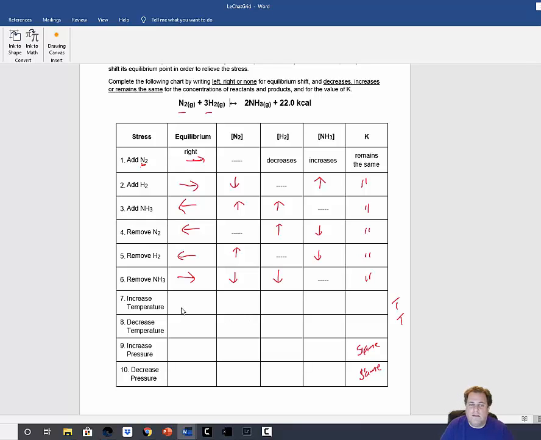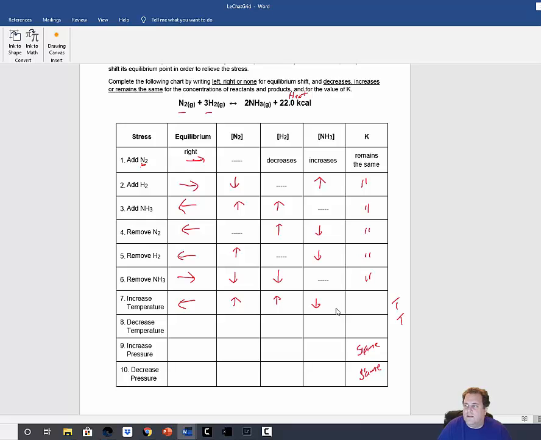All right. So increased temperature. So we see that this energy is on the right. Actually, your worksheet says heat, I believe. Okay. So when we increase temperature, we're increasing on the right-hand side, the product side. So we're going to shift away from that. Which means these go up. Again, shifting left means reactants increase, products decrease.